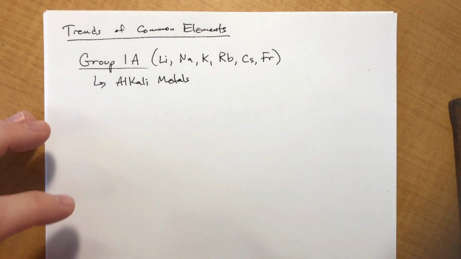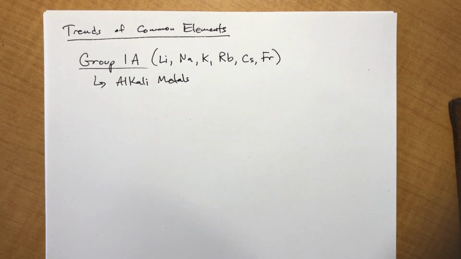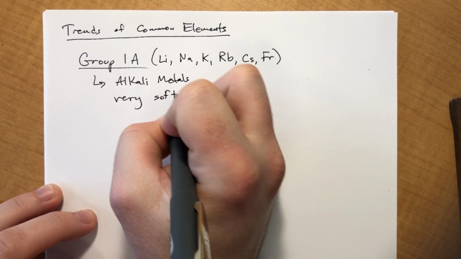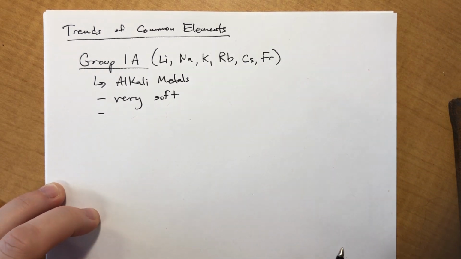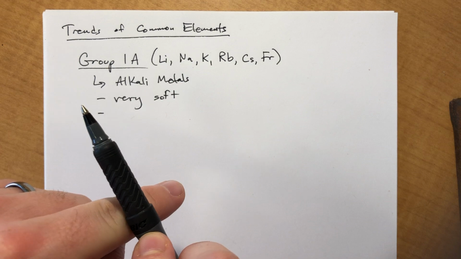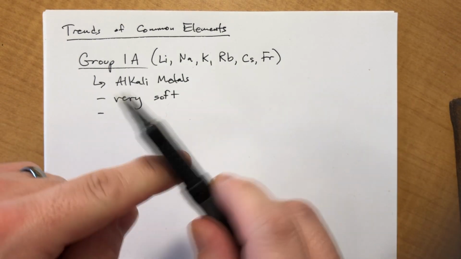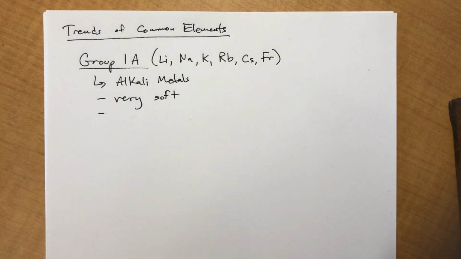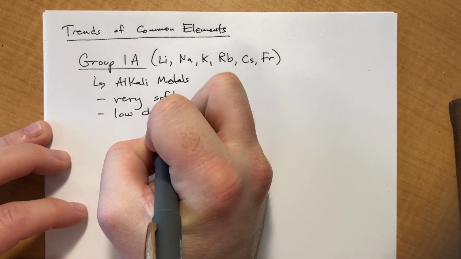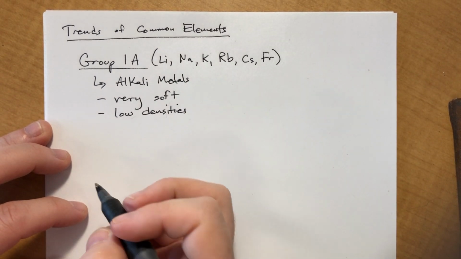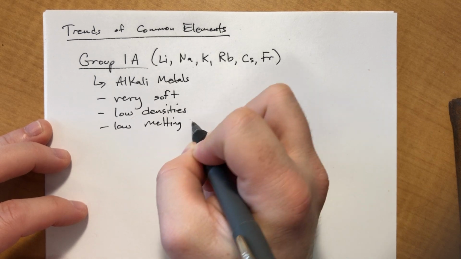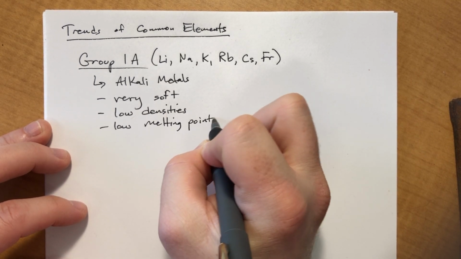Some of the common trends between them: they are very soft metals. I've actually sliced into a chunk of sodium with the equivalent of a butter knife, like a spatula in the lab. You can just cut right through it. It doesn't have to be sharp at all. They tend to have very low densities. They're very lightweight metals. They have low melting points. It takes minimal heating to make them a liquid.